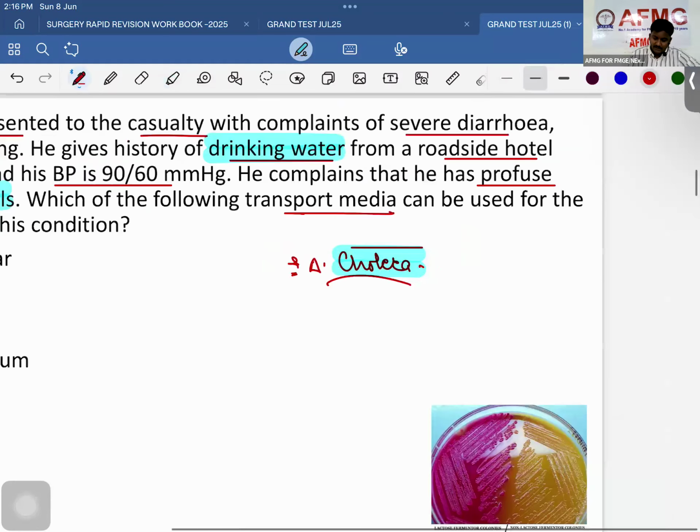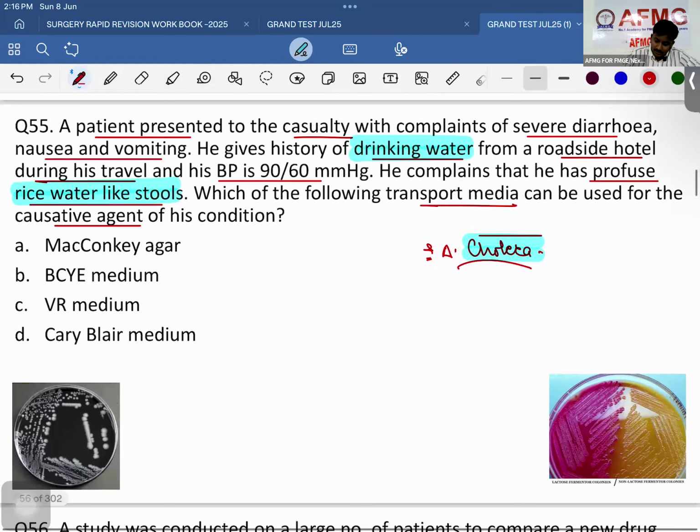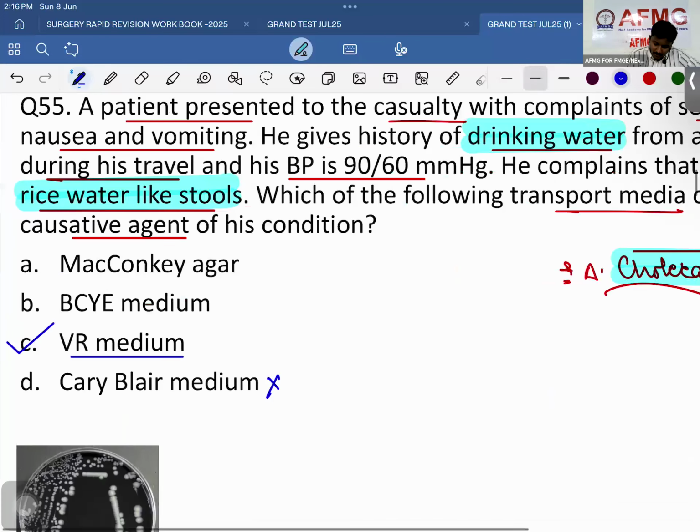Now, important is what is going to be the transport medium used. The best transport medium used for Vibrio cholerae is nothing else but Venkatraman Ramakrishnan medium, that is VR medium. Carry Blair medium can be used, but it is not the best transport medium. The best transport medium is VR followed by Carry Blair medium. That is what is important to be remembered. Clear?